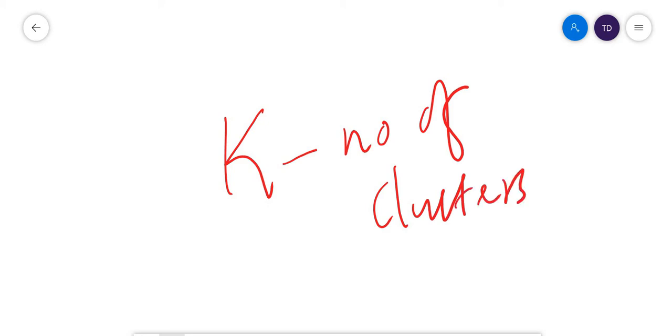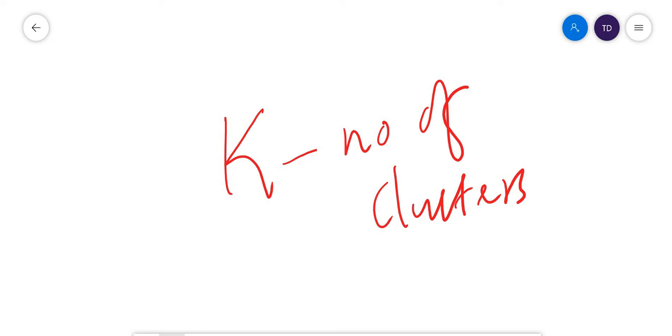But in the beginning we don't know it, so we will take an arbitrary value for k and proceed with that. There is a specific method for choosing that value, and I will explain that method towards the end of this video. We can't randomly take some value for k, so we will discuss that at the end of this video. So k is the number of clusters in k-means clustering.